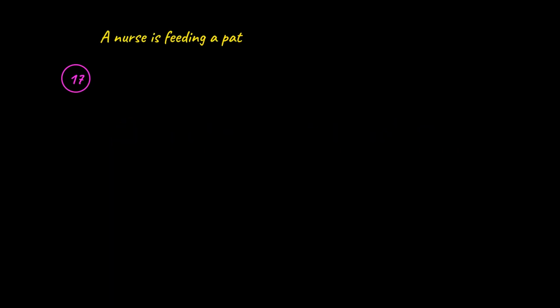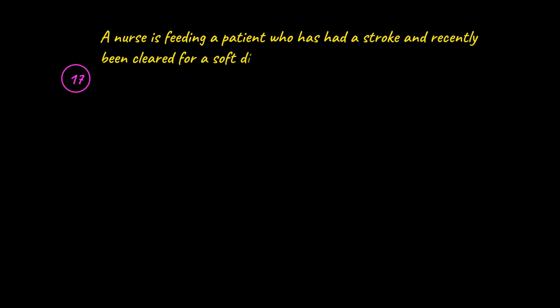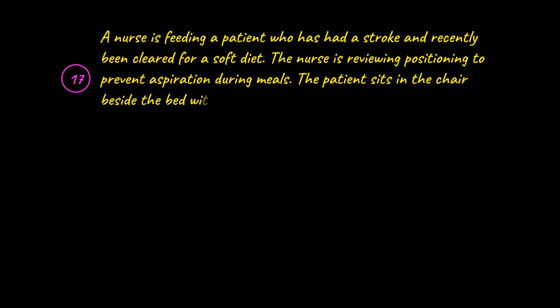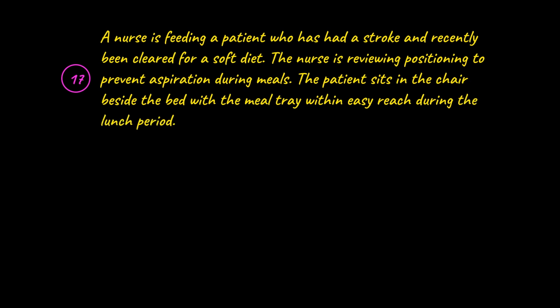Question 17. A nurse is feeding a patient who has had a stroke and recently been cleared for a soft diet. The nurse is reviewing positioning to prevent aspiration during meals. The patient sits in the chair beside the bed with the meal tray within easy reach during the lunch period.